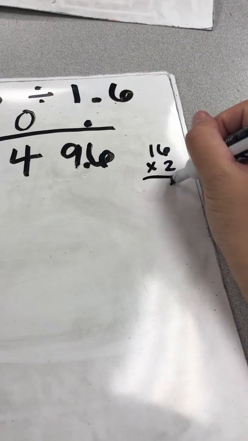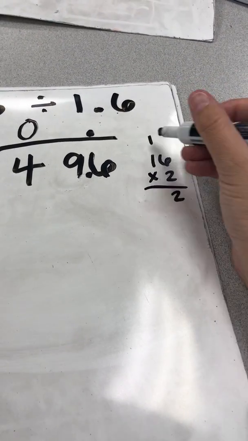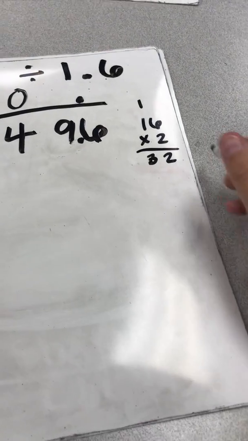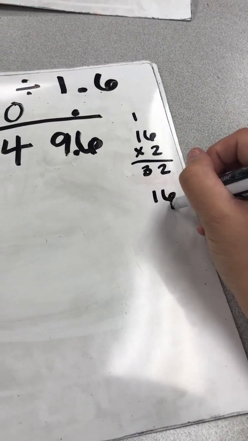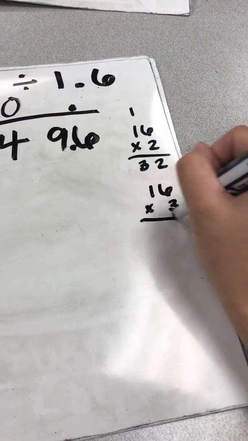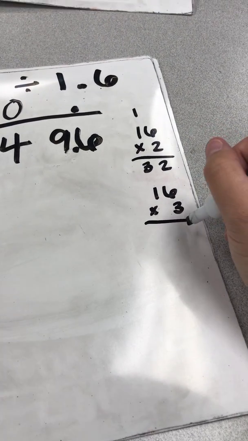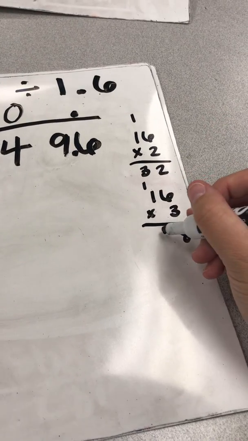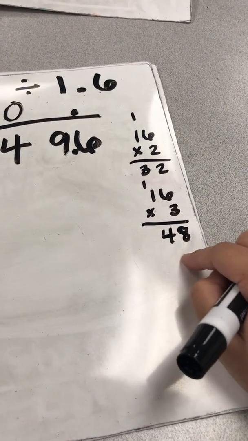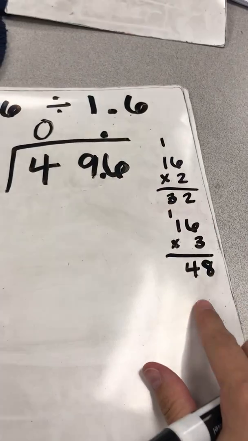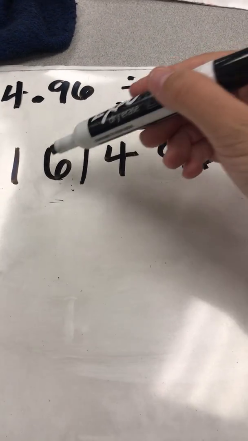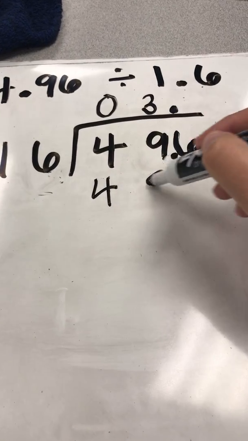2 times 6 gives me 12. 2 times 1 gives me 2, plus 1 gives me 32. I think that's going to be a little low, so let's try 16 times 3. I know 6 times 3 gives me 18, and 3 times 1 gives me 3, plus 1 gives me 48. Okay, that's probably as close as I'm going to get to 49, so I'm going to use my 48. My 3 is going to go up top. 3 times 16 we said was 48.